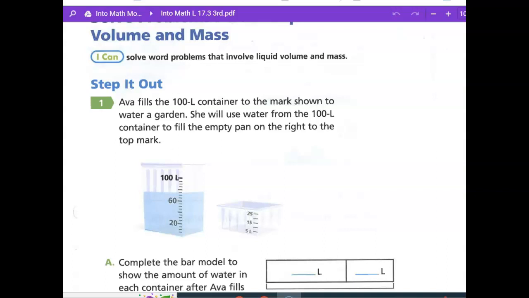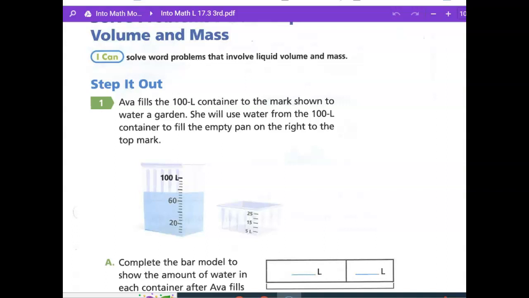Today we're looking at math lesson 17.3, volume and mass. Our I can statement says I can solve word problems that involve liquid volume and mass. Remember, liquid volume is if I have a cup or a jug, it's how much liquid I put in it, and the mass is the weight in metric grams, kilograms.